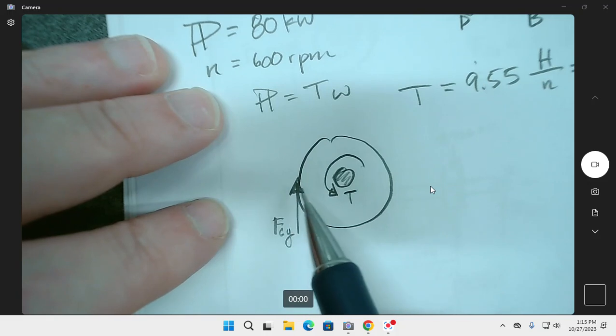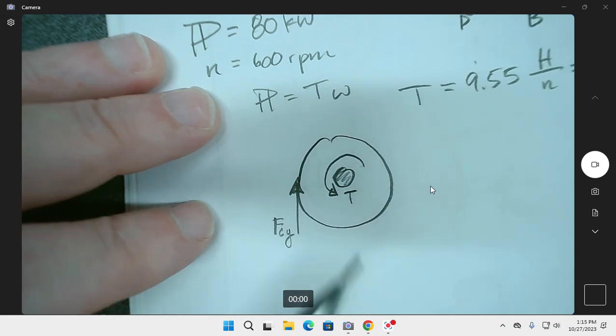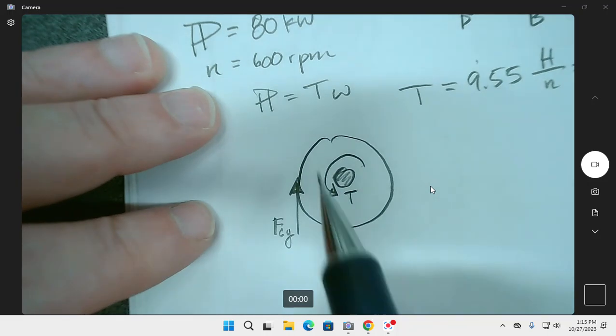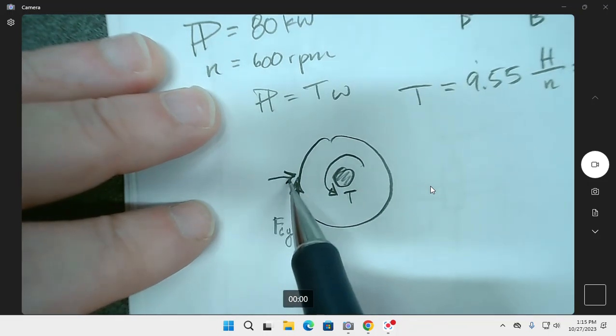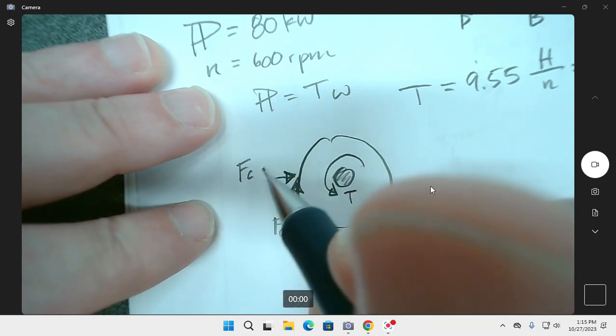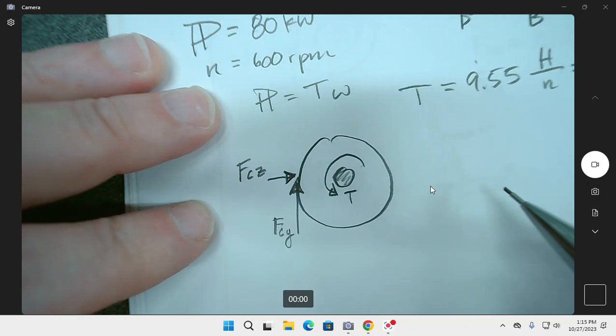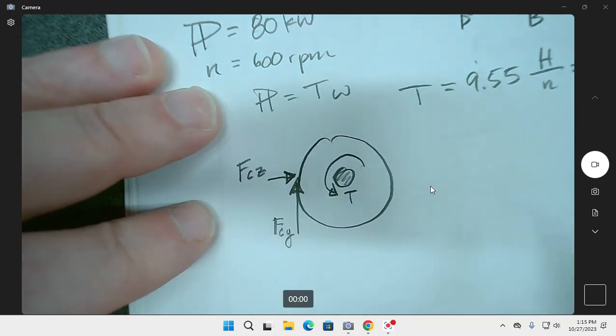So the torque inside the shaft has to be the opposite direction from there. But because of the way the gears work, and I don't have one with me, I should probably bring it in, there's always going to be a pressure angle. The actual force is going to come at an angle, which means that there's going to be another component right here. And we're going to call that FCZ, if I did the axes like I usually do.